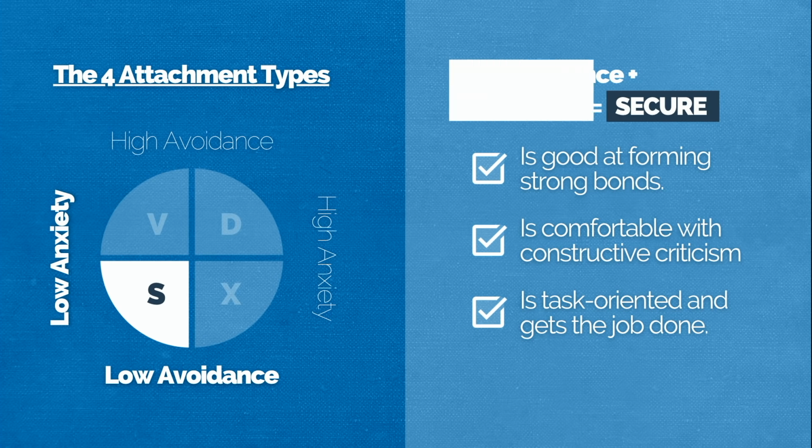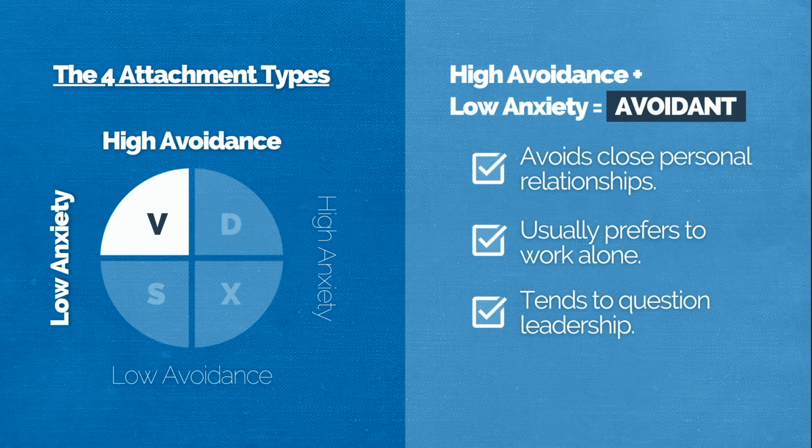The second type is the V. It's up in the upper left-hand corner there. This is someone who has high avoidance and low anxiety. So they avoid close personal relationships. They usually probably prefer to work alone. And this is someone who tends to question leadership. This is the avoidant attachment type.